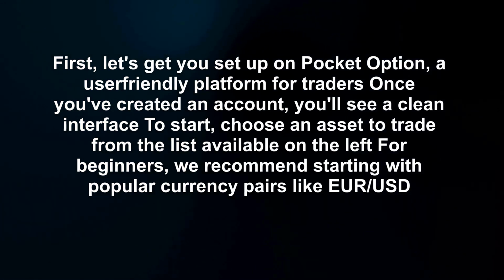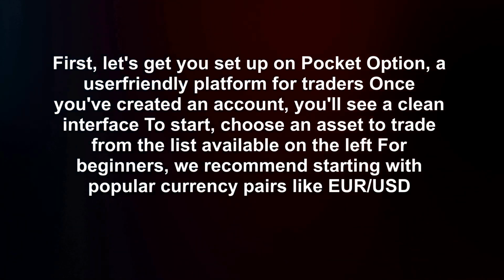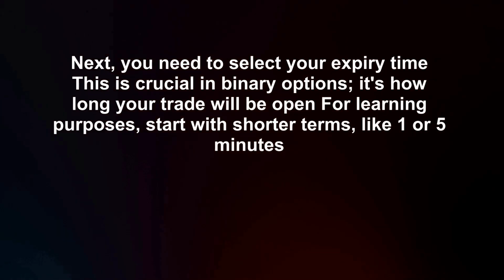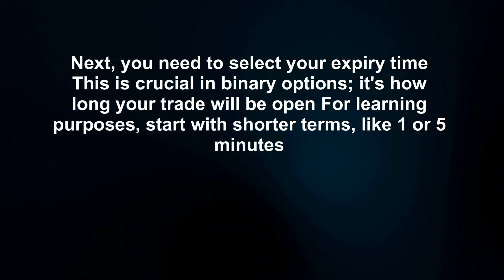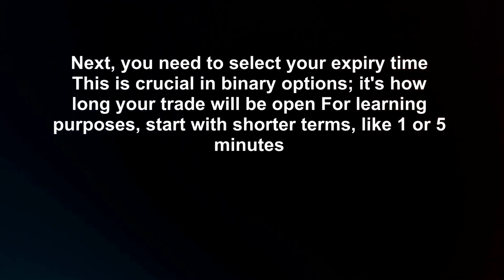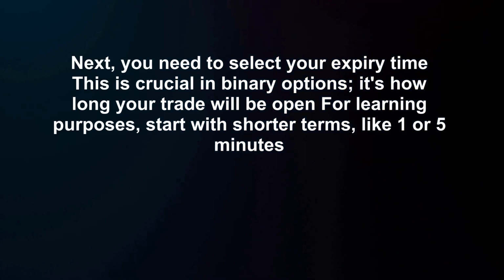Choose an asset to trade from the list available on the left. For beginners, we recommend starting with popular currency pairs like EUR/USD. Next, you need to select your expiry time. This is crucial in binary options. It's how long your trade will be open. For learning purposes, start with shorter terms, like 1 or 5 minutes.